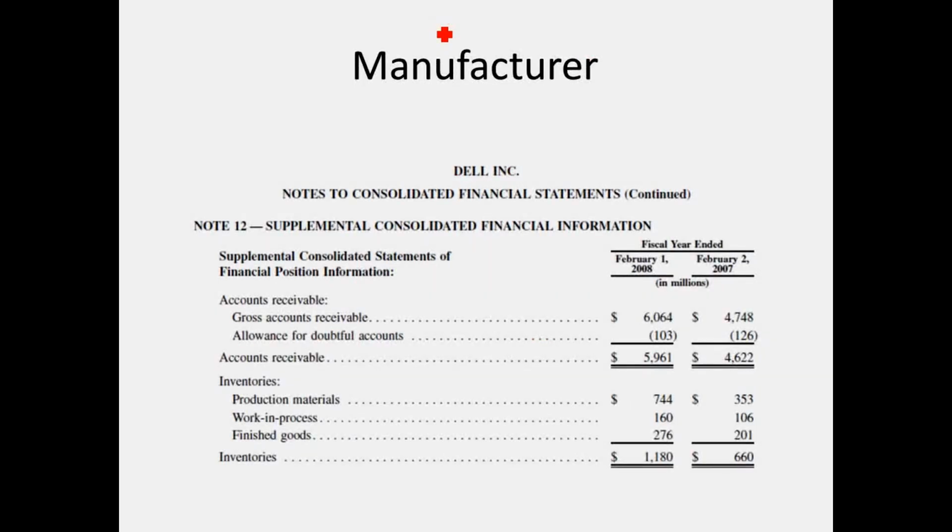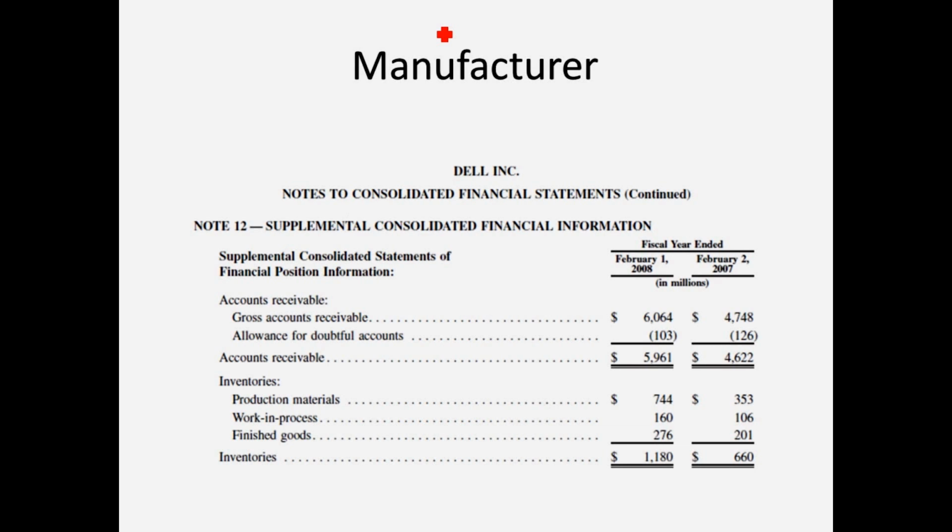Okay, so what would a company show you about itself? Well, here's an example. So this is Dell. Apple didn't have a nice one. They didn't tell you anything about their intermediate products. So they start out with production materials, which are the raw inputs.